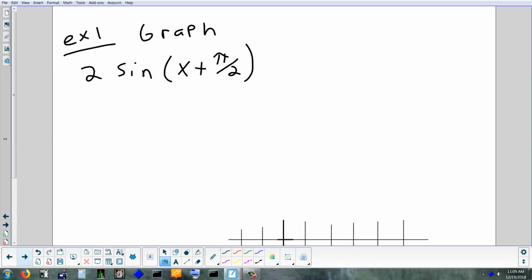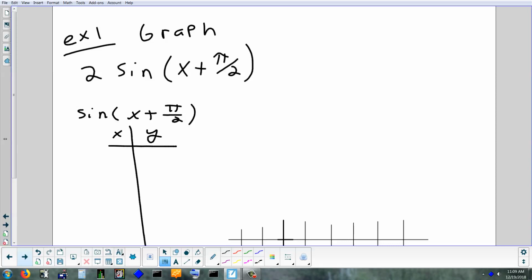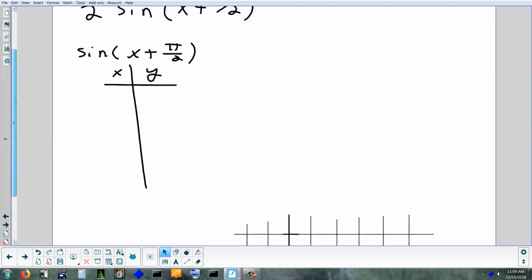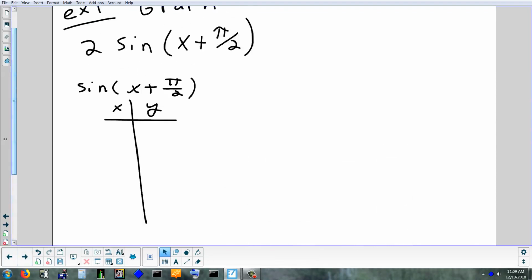All right. Out of those two, vertical stretch and then the horizontal or the phase shift, which one do I do first? Phase shift. Yep, I'm going to do the phase shift. So what I'm going to do for now is I'm going to forget about the 2 in front, and I'm just going to do this problem: sine of x plus pi over 2. Okay, and I'm just going to move this down. Okay, so that's phase shift. Kylie, what values stay the same when you do a phase shift?